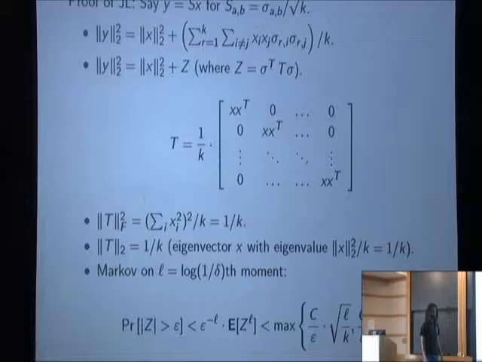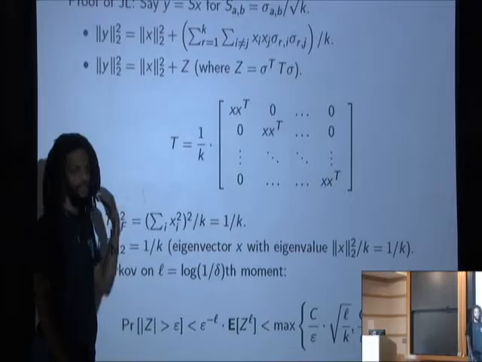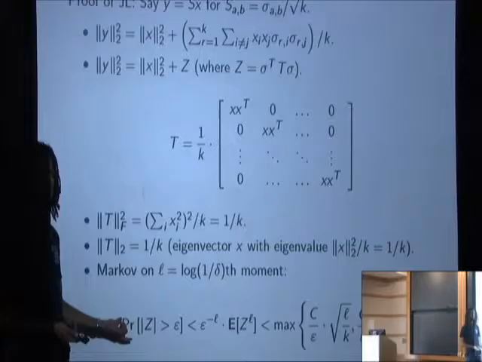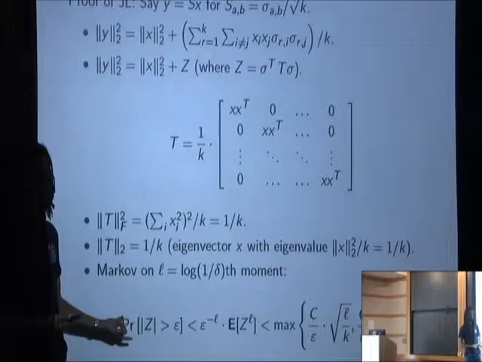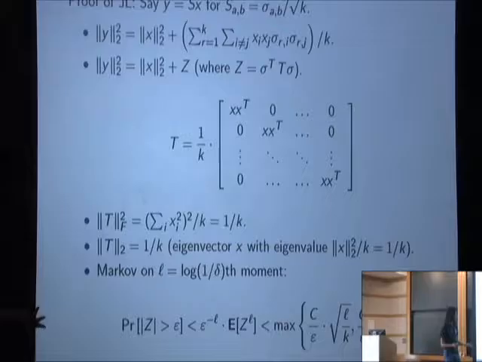Once you notice that the error is this quadratic form, you just apply Hanson-Wright on a high moment. So now I'm just applying Markov to the l-th moment. And you're done, basically. Epsilon is a small number, so one over epsilon is potentially big. But then the right-hand side is not so great.